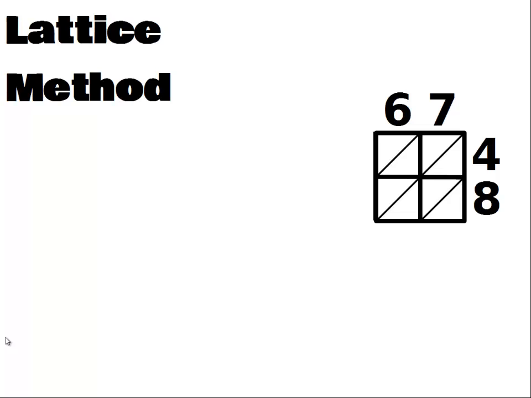Then for each of the boxes in my grid, we multiply those numbers. We write the tens digit of the answer in the upper section of the box and the ones digit in the lower section. So 6 times 4 is my first. So 6 times 4 is 24. Then we do 7 times 4. That's 28. Next we do 6 times 8. And that's 48. And then we do 7 times 8.